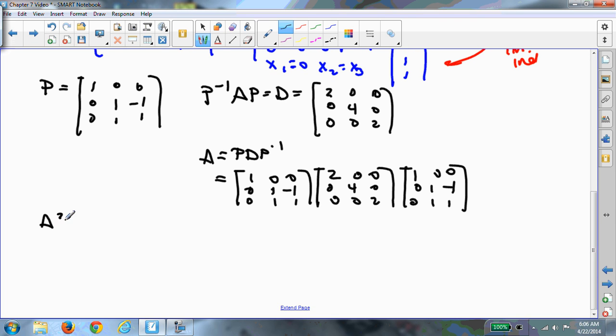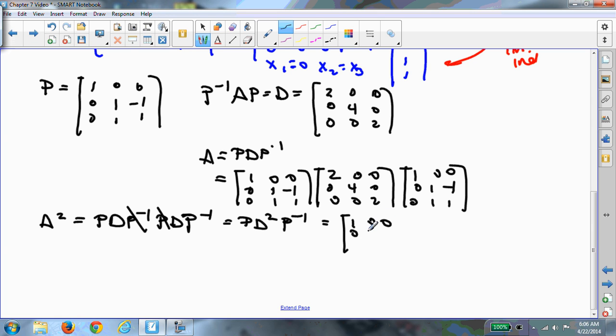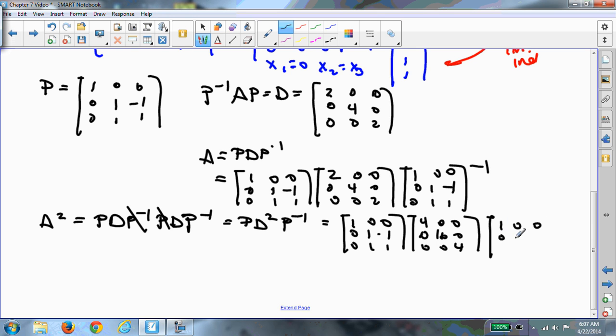A squared, for example, would equal PDP inverse, PDP inverse. But notice the middle terms become the identity matrix, so this would become PD squared P inverse. And so I could rewrite that as a product of [1, 0, 0; 0, 1, -1; 0, 1, 1]. The middle would be squared: 4, 16, and 4. And then the last one, this is P inverse, [1, 0, 0; 0, 1, -1; 0, 1, 1] inverse.